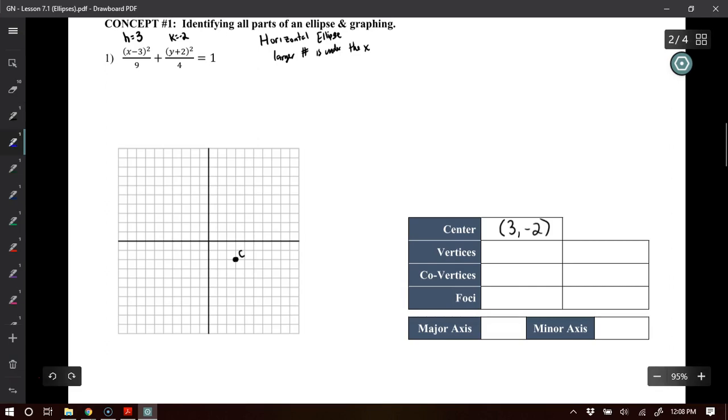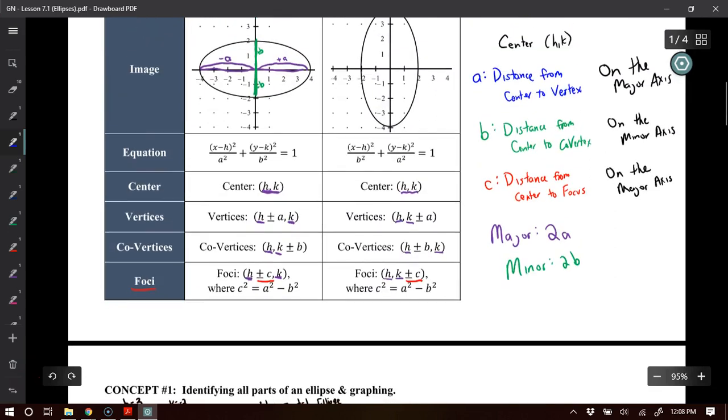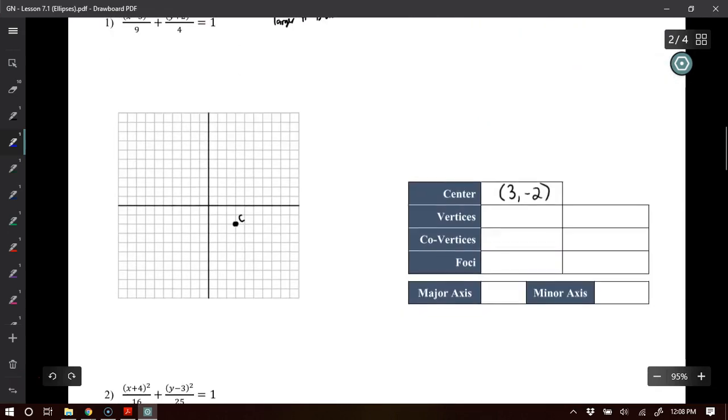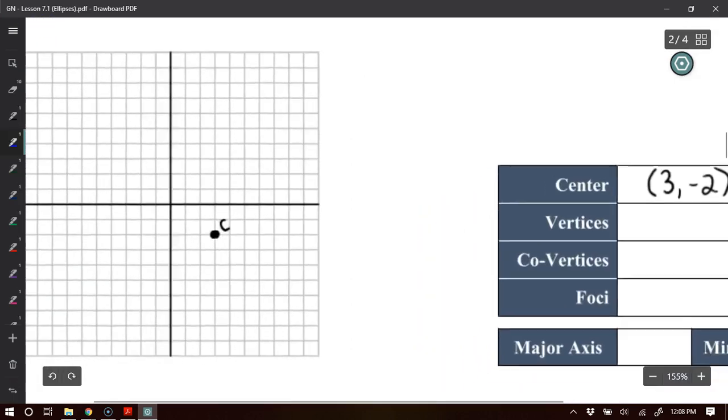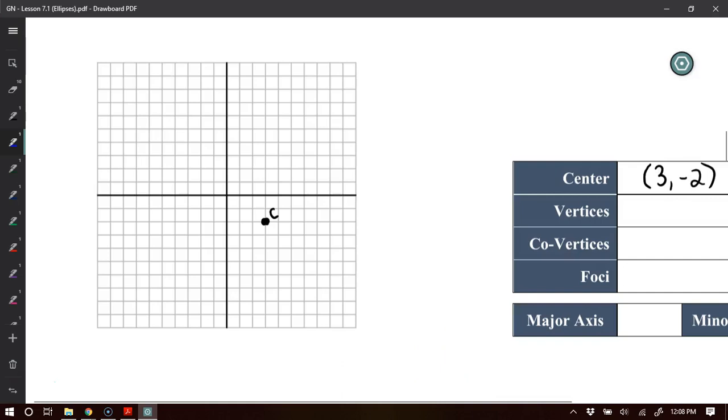So I'm going to do a squared. I know that this is a horizontal ellipse. My a squared is under the x. So in this case, a squared is 9, which means a is 3. Now, I just know it's a horizontal ellipse, which means the vertices are horizontally from that center a distance of 3 units.